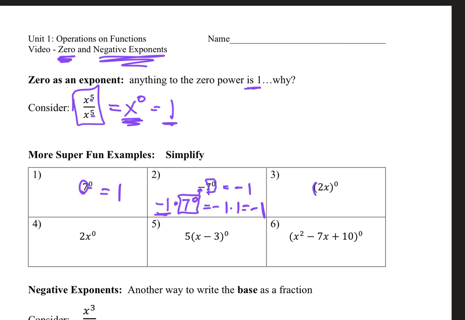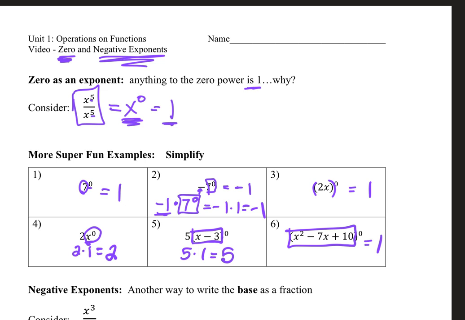Okay, so here we have parentheses. So what's being raised to the 0 power? The entire 2x. So that's 1. This one does not have parentheses, so what's being raised to the 0 power here? Just the x. So this becomes 2 times 1, which is 2. All right, what's being raised to the 0 power here? This whole thing. So this is 1, so it's 5 times 1, which is 5. Exciting, right? And what's being raised to the 0 power here? It's the entire thing. So this whole thing to the 0 power, answer is 1.